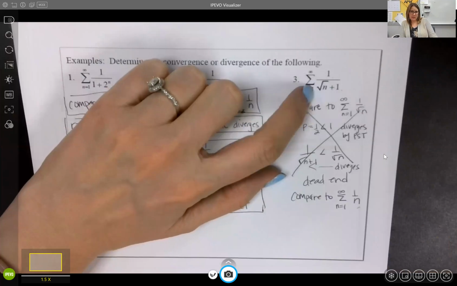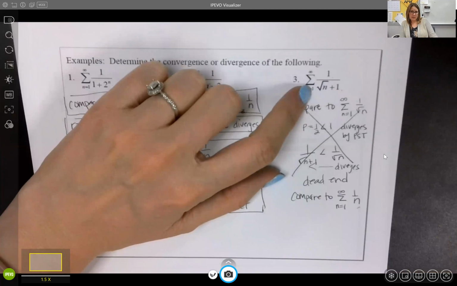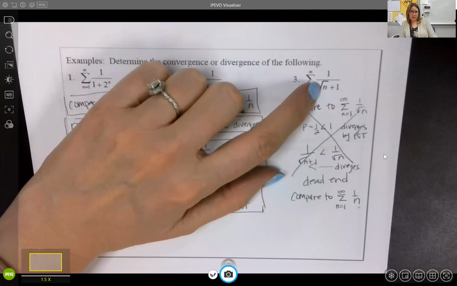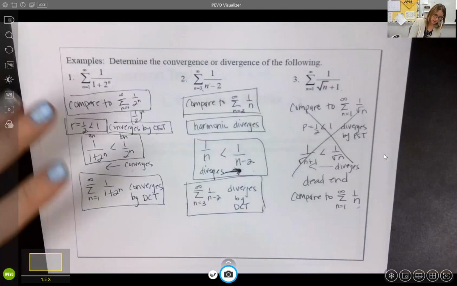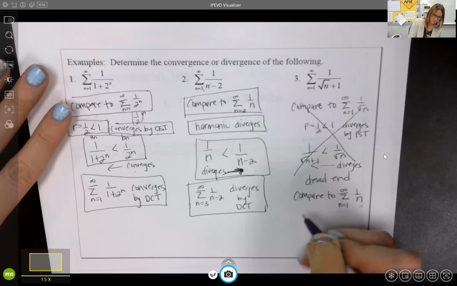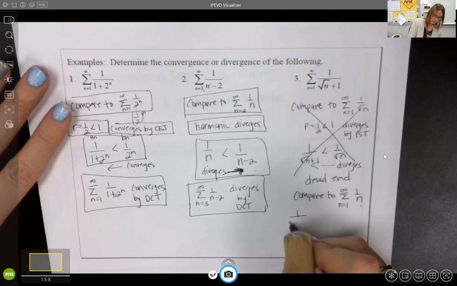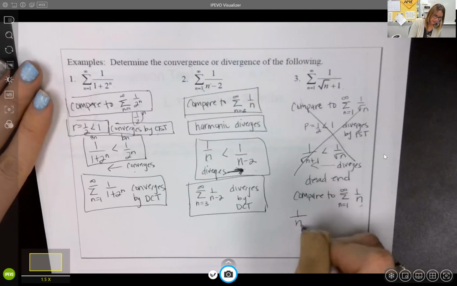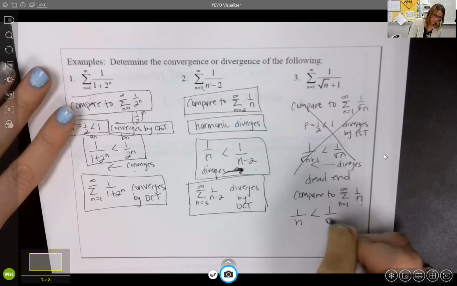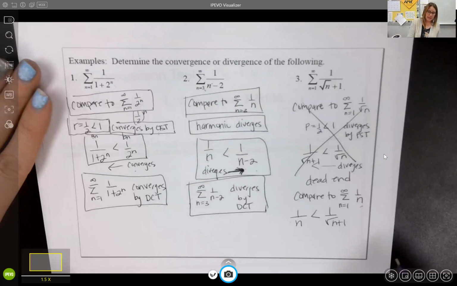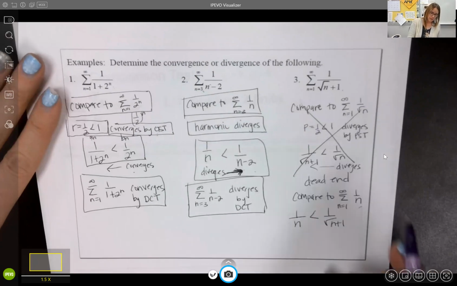Yes, because this is a square root, so this number is smaller. If the denominator is smaller, the whole overall picture is bigger. Okay. So 1 over n is smaller than 1 over root n plus 1. So now we've got it going the right way, right?